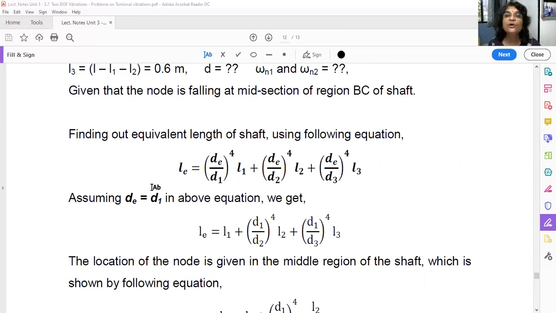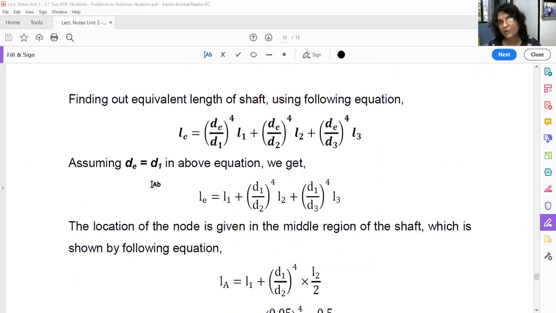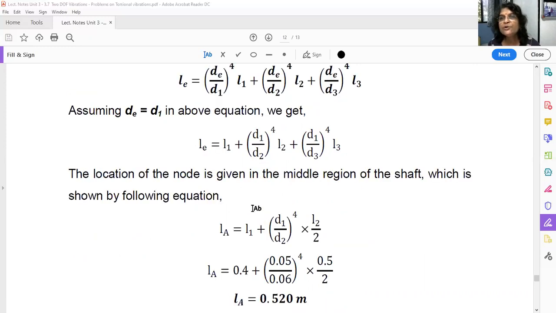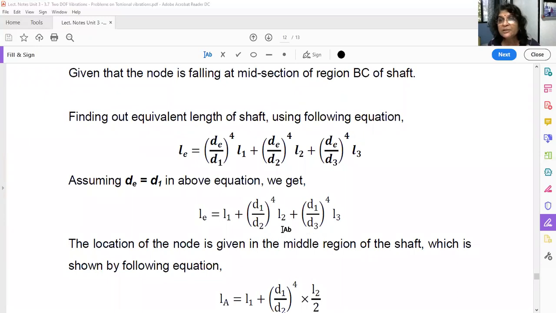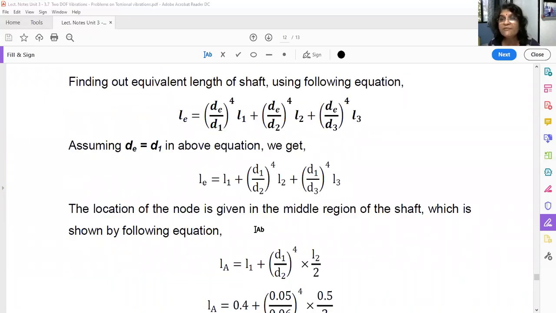So take DE equal to D1 in the above equation. I told you it's a trial and error method, and maximum there are only 3 or 4 shafts, and it will hardly take 2-3 minutes. So DE is equal to D1 in the above equation, and this equation is converted into this one. So you know everything. Now see, this LE is equal to this. This is the formula. Now what is given actually?